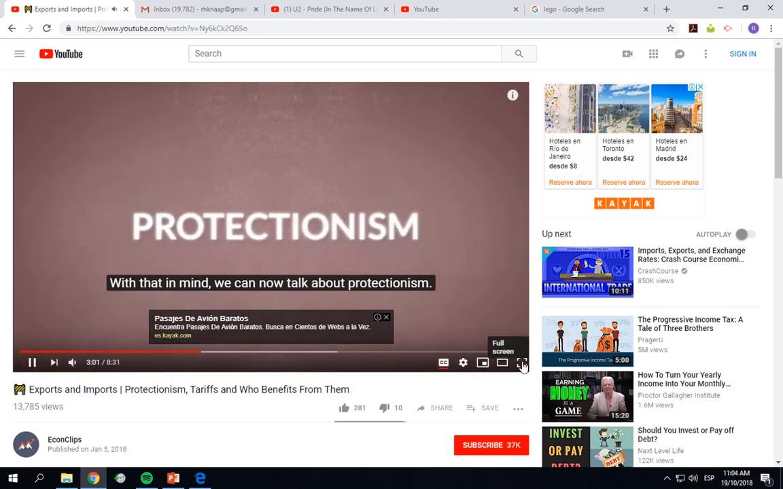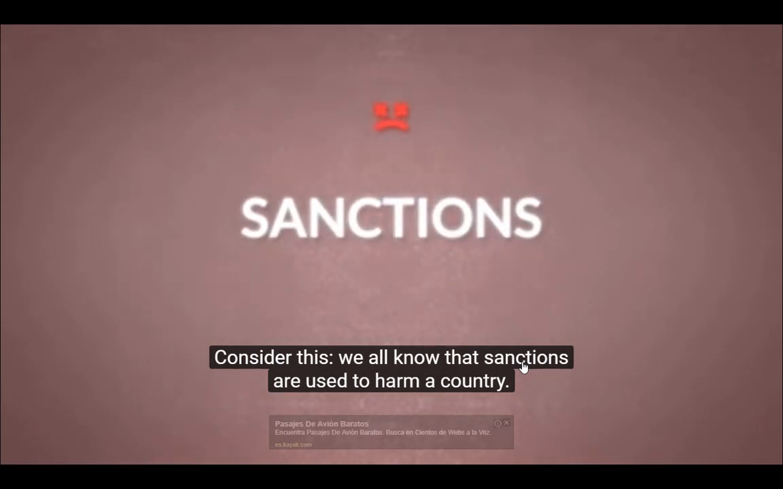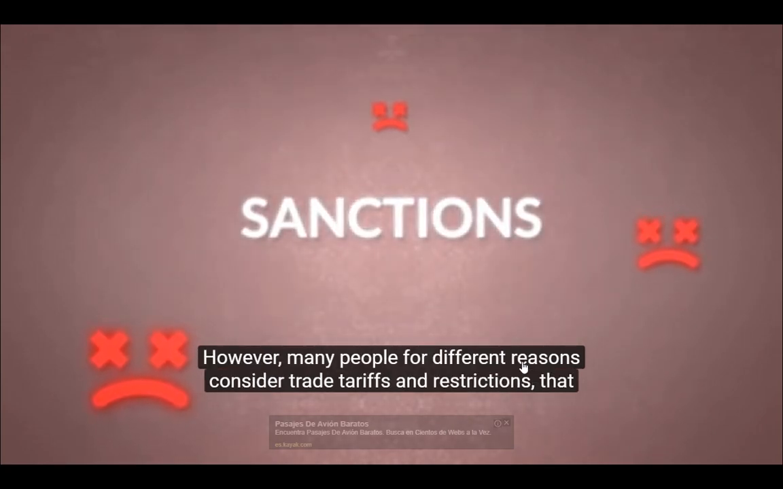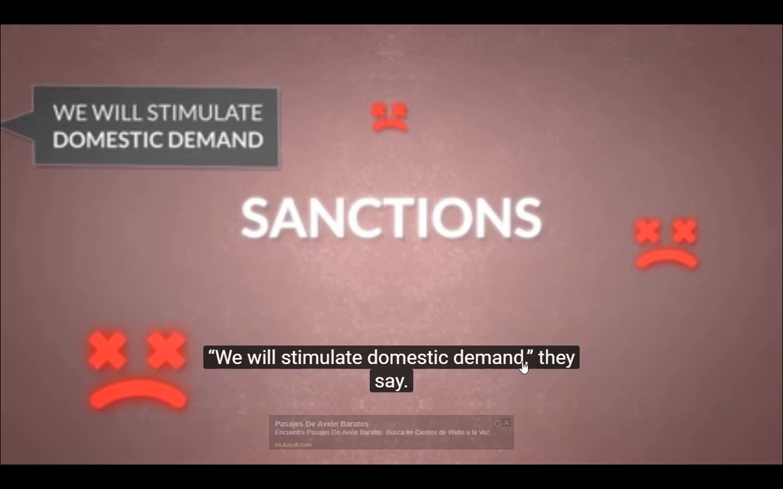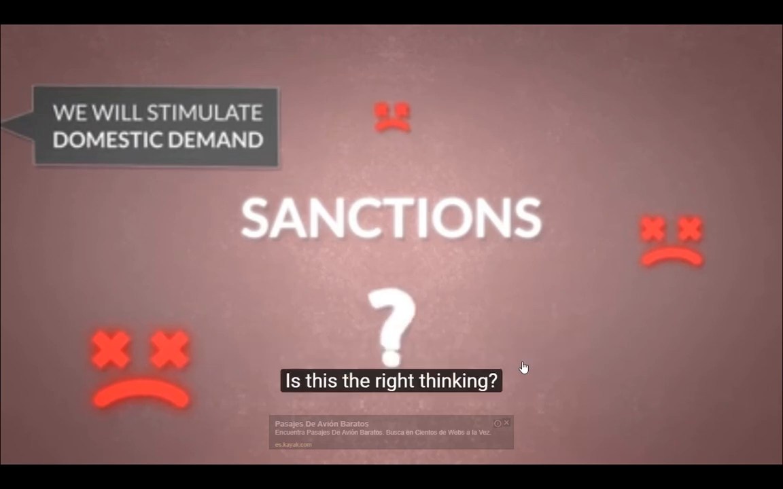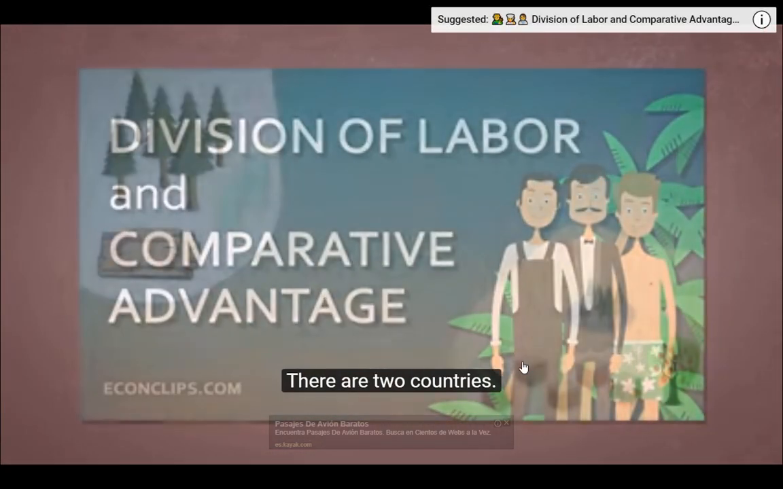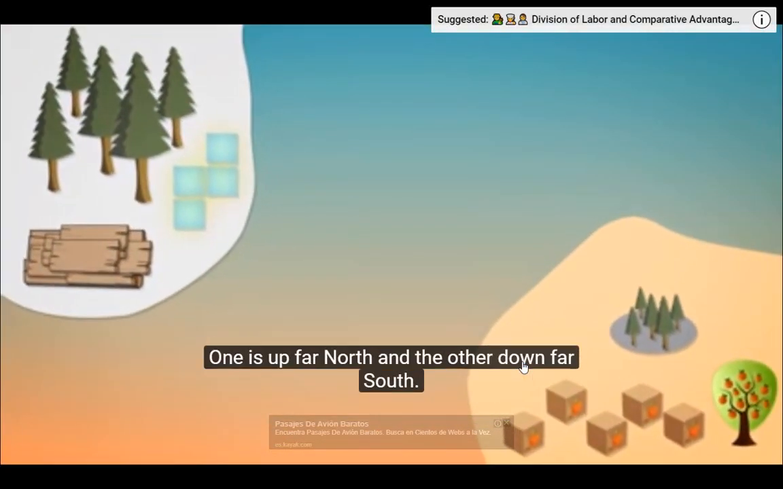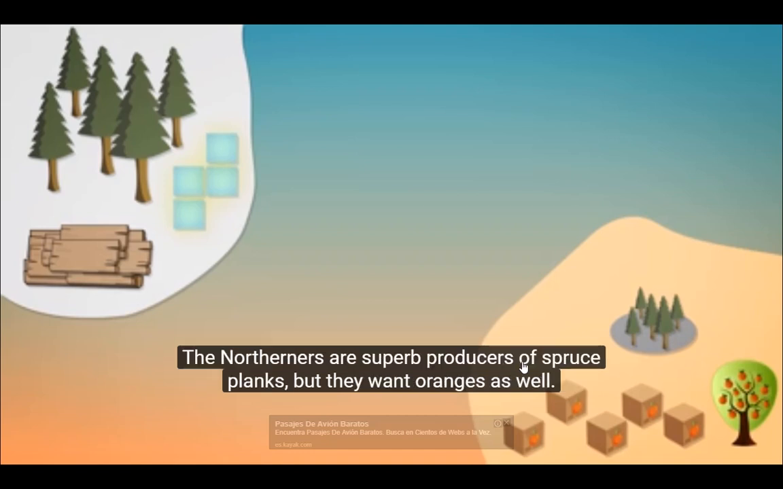We can now talk about protectionism. Consider this. We all know that sanctions are used to harm a country. However, many people for different reasons consider trade tariffs and restrictions, that is, imposing trade sanctions on ourselves, to be a positive thing. We will stimulate domestic demand, they say. Is this the right thinking? Let us go back to an example from a previous video. There are two countries. One is up far north, and the other is down far south. Suppose that there is no contact between them. The northerners are superb producers of spruce planks, but they want oranges as well.